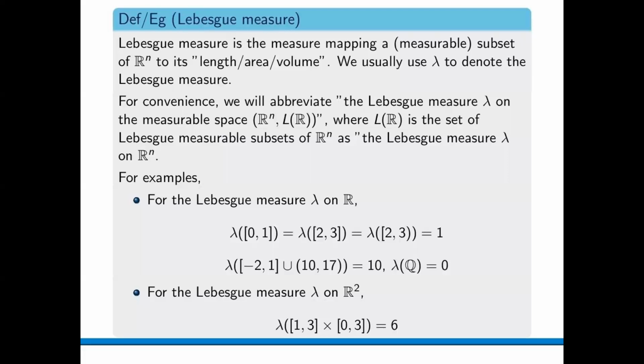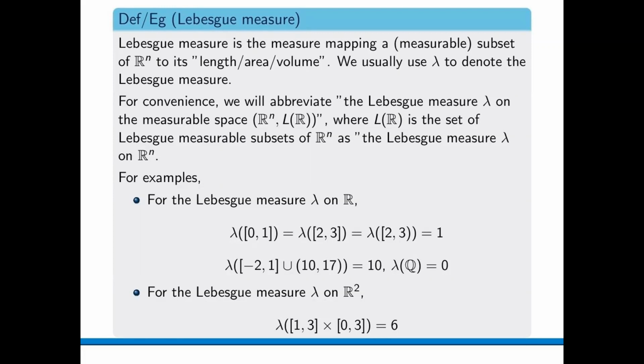Here are some examples to understand the Lebesgue measure. For example, the Lebesgue measure of the closed interval from 0 to 1 equals that of the closed interval from 2 to 3, and equals that of the half-open, half-closed interval from 2 to 3, and all equal 1, because intuitively these three intervals have length 1, right?